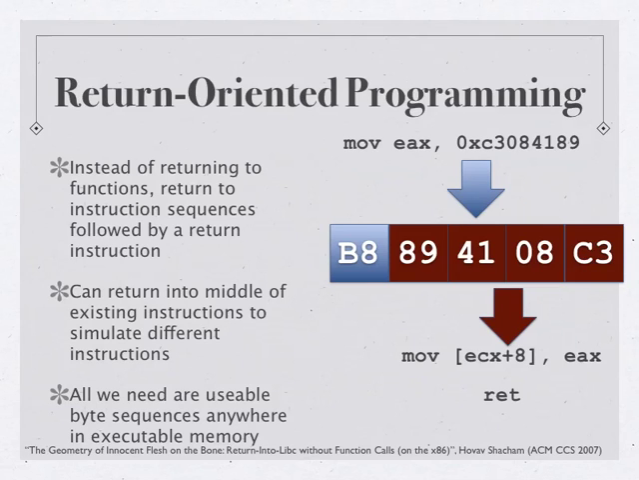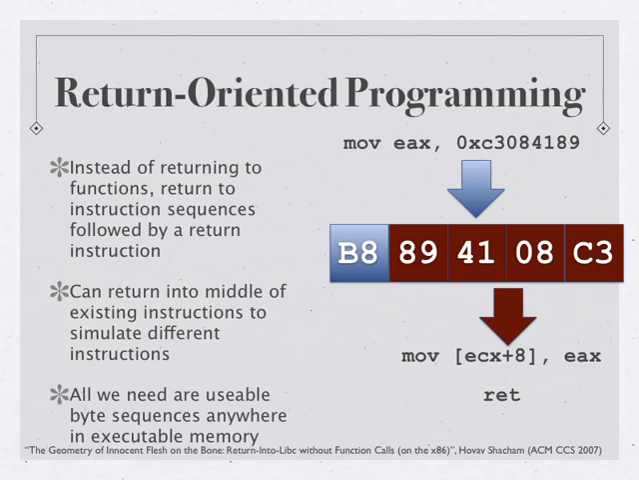The whole idea with ROP is that instead of returning to functions, we're going to return to single instructions followed by a return instruction. Because x86 instructions are unaligned, we can find these unintended sequences. If you look at the top here, I have this instruction: move some 32-bit constant into EAX, and that gets encoded into this 5-byte value. But if we return to the second byte and decode from there, it becomes a different instruction sequence. It becomes store EAX into ECX plus 8, and then ret.